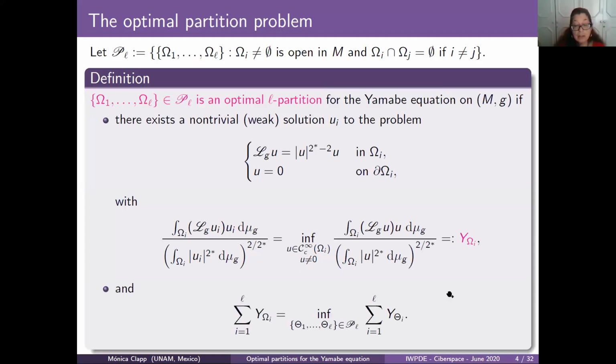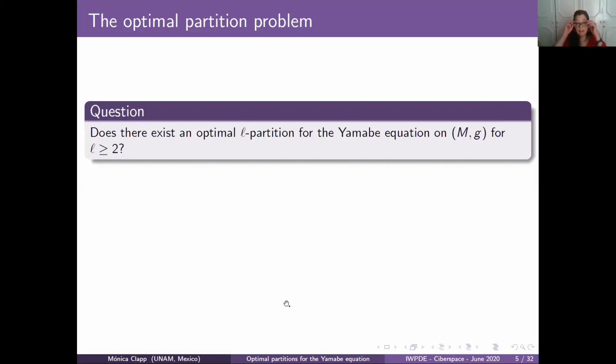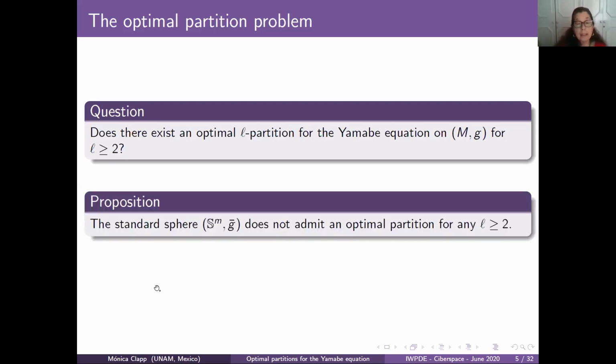And the second condition is that the sum of the Yamabe invariants for the omega_i's should be less than or equal to the sum of the Yamabe invariants for any other collection of sets in the partition. So the question that we want to address is whether there exists an optimal L-partition for every number L larger than or equal to 2. And the answer is no. If you take, for example, the standard sphere, the m-sphere, this does not admit an optimal L-partition for any L. And the reason is very simple.